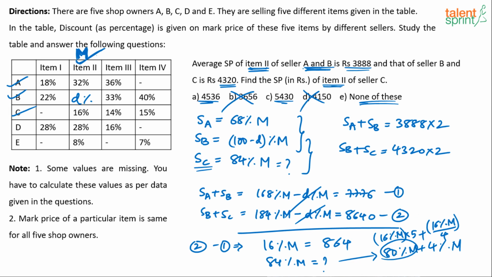Why am I doing all this drama? Because 16% is known to us readily, 864. So 864 into 5 plus 864 by 4. 864 into 5 is 4320, and 864 divided by 4 will be 216. So 4320 plus 216 will be 4536. Option A. You getting it? The answer should be 4320 plus 16% by 4. I mean, this 864 by 4 is 216. The sum of these two is 4536. Option A is the answer.